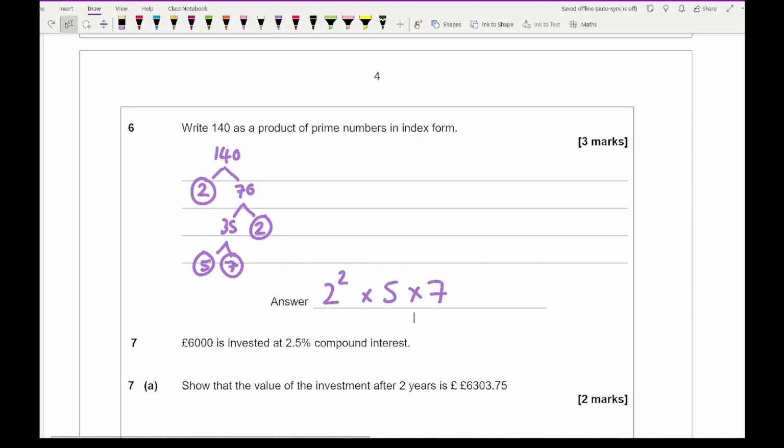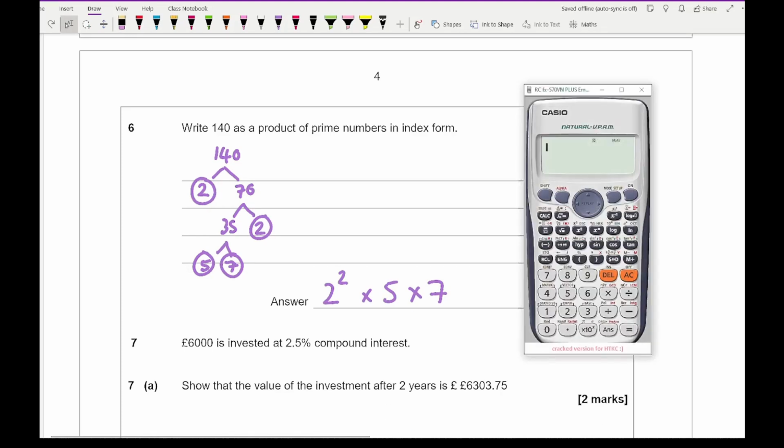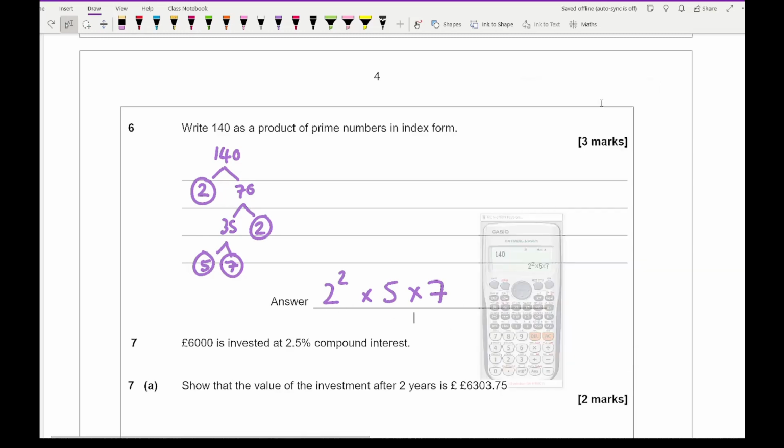Now if you've got a Casio calculator, then there is a function that will do this automatically for you. So all you need to do is type in the number that you want, press equals, and then press shift, and then as a second function you should see the word fact. So if you press that, ultimately it will give you the correct answer, which it has done.